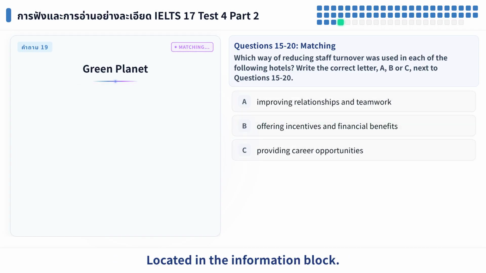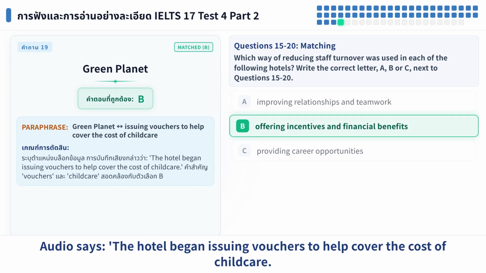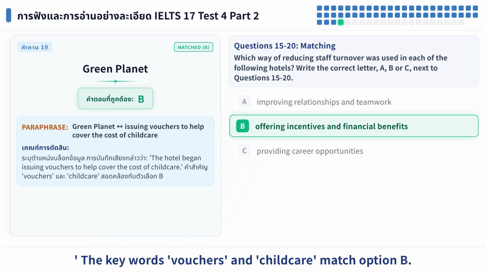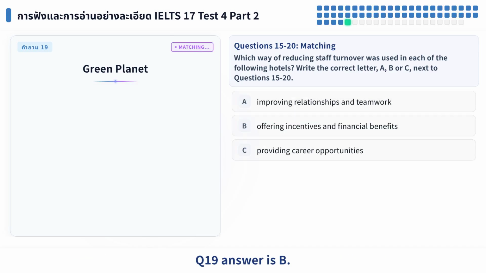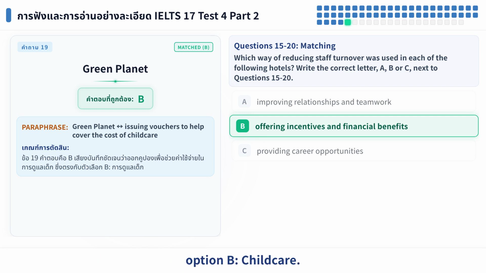Located in the information block, audio says, the hotel began issuing vouchers to help cover the cost of childcare. The keywords vouchers and childcare match option B. Q19 answer is B. The audio clearly says issuing vouchers to help cover childcare costs, matching option B, childcare.